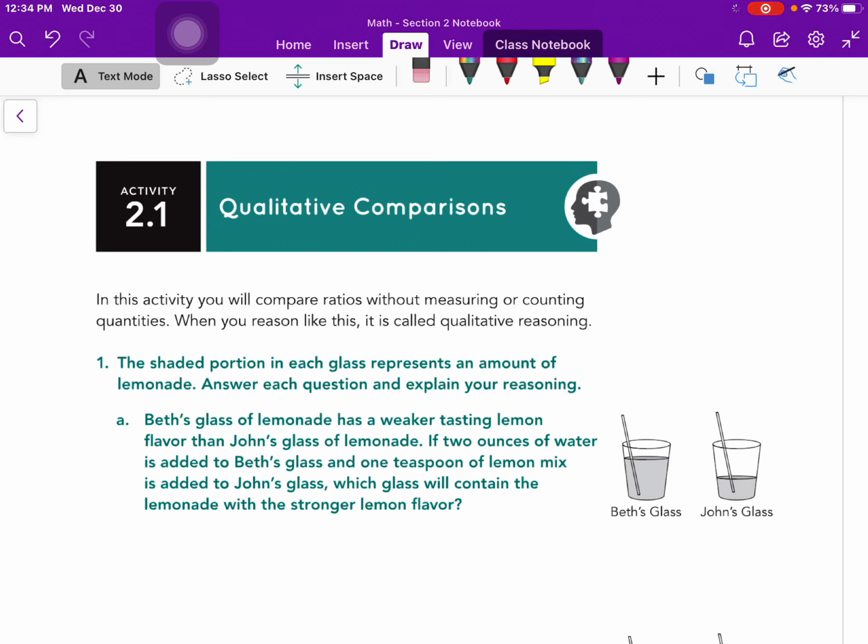Say that, qualitative. It says in this activity you'll compare ratios without measuring or counting quantities. When you reason like this, we call it qualitative reasoning. The shaded portion in each glass represents an amount of lemonade. Answer the question and explain your reasoning. It says Beth's glass of lemonade has a weaker tasting lemon flavor than John's. Let's write that on there. Hers is weaker. John's is stronger.